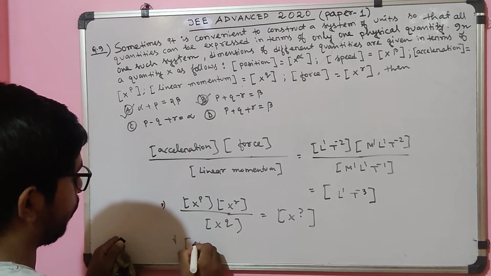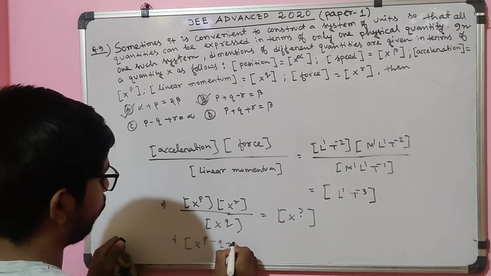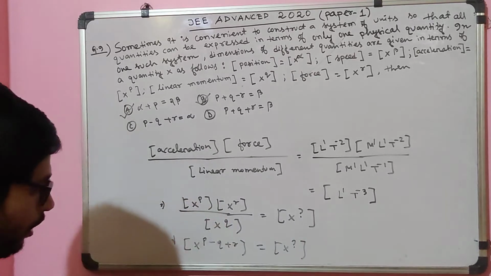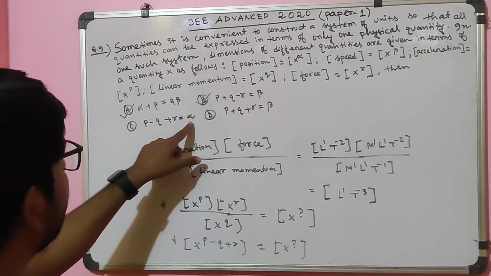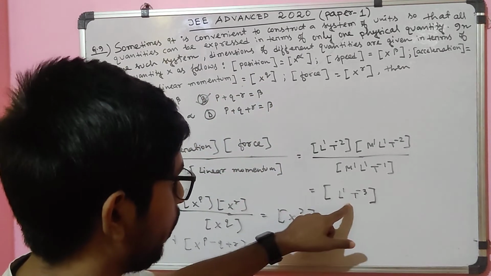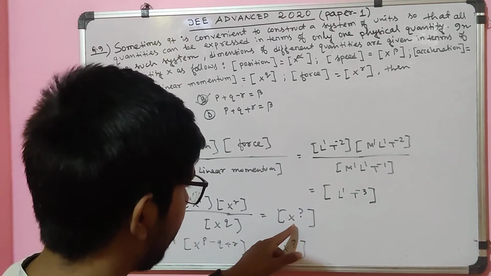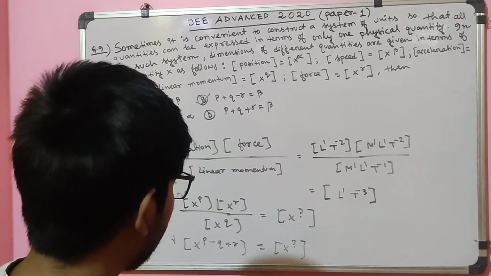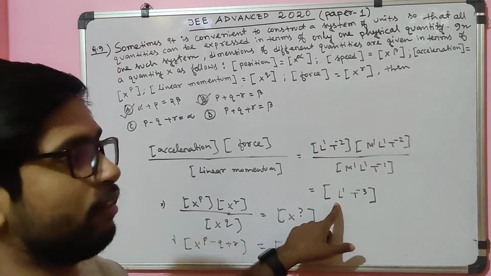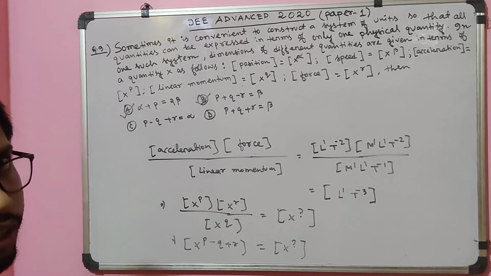It will be x to the power p minus q plus r, and I don't know what is x to the power something. Surely this is not alpha, because alpha is position, which should be L1. If it was L1, then I could write it as x to the power alpha, and only then p minus q plus r would be alpha. But this is not position, so surely option C is not a correct option.